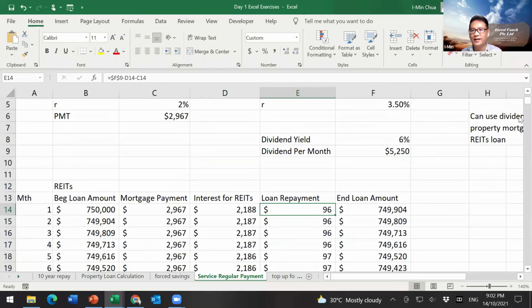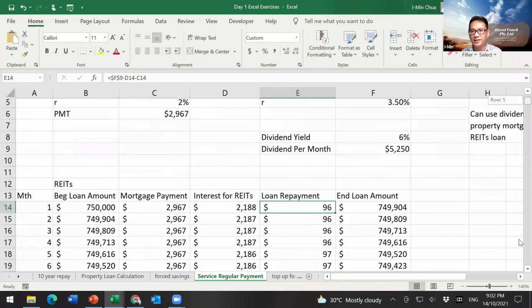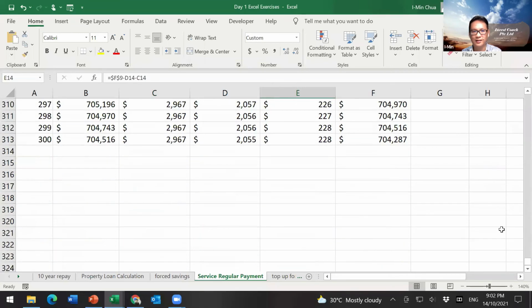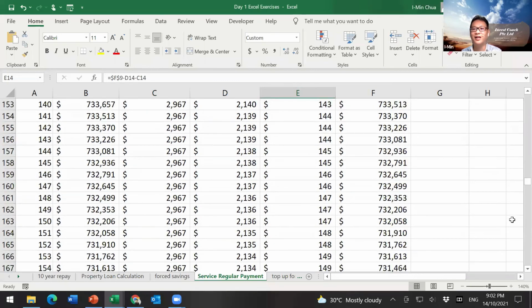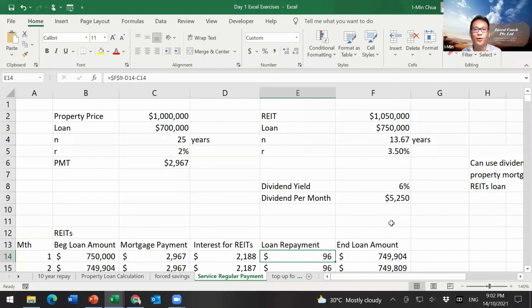Yes, after 25 years, I still owe the REITs. The REITs still have 700,000 loan. But for REITs it is different. With REITs, you don't pay down your loan amount, it doesn't matter. So in that sense, my monthly outflow, nothing from REITs. Lang, have I answered your question?